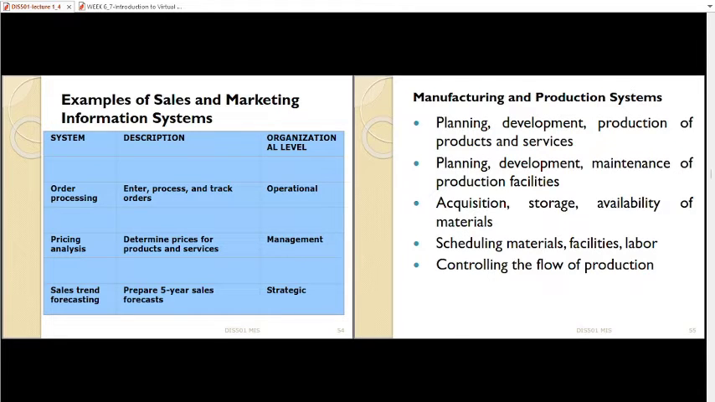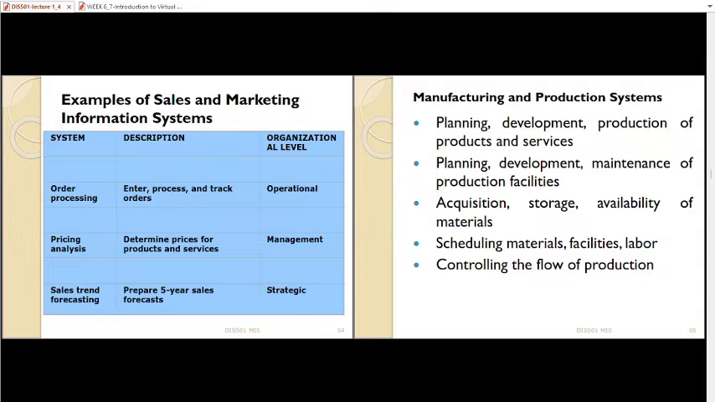We can also have sales trend forecasting. In the next 5 years, what do we expect to be the cost of this particular product, vis-a-vis the materials that we are going to use to manufacture it? The cost of materials is going to go up, forcing us to raise prices. What will be the response of the market and all that? Where would we find such a system? Under strategic level.